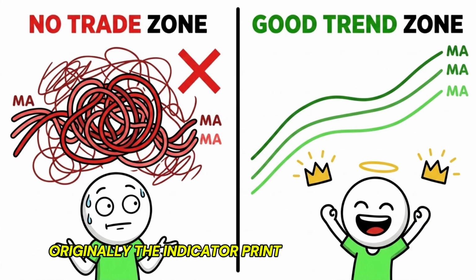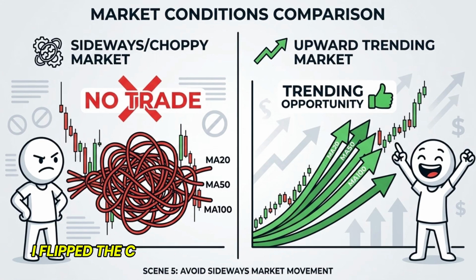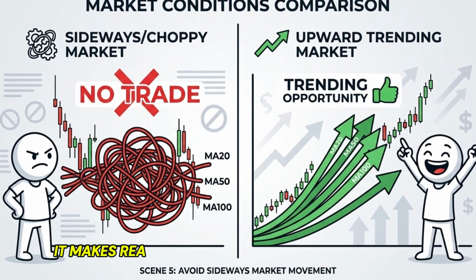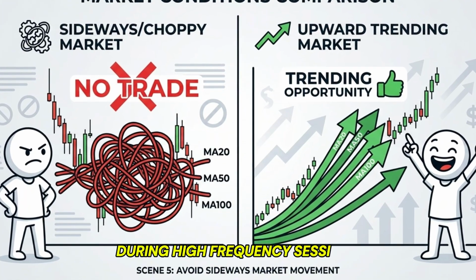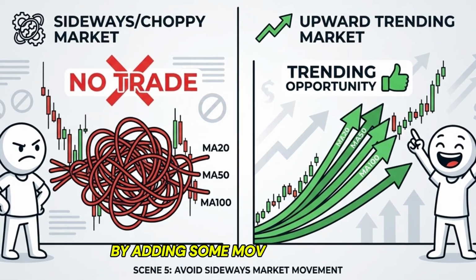Now let's tweak the visuals for absolute clarity. Originally, the indicator prints its bullish arrows as red and its bearish ones as green. That always felt completely backward to my brain, so I flipped the color scheme to green for bullish upside and red for bearish downside. It makes reading the live narrative of the chart infinitely easier on the eyes during high-frequency sessions.